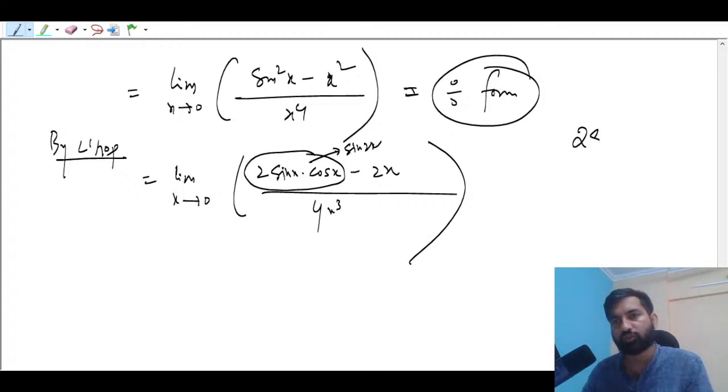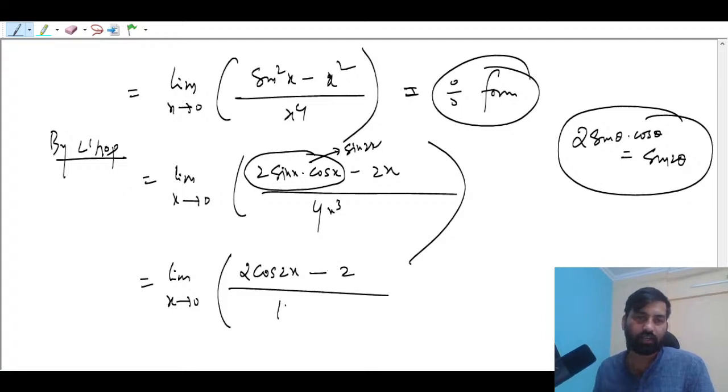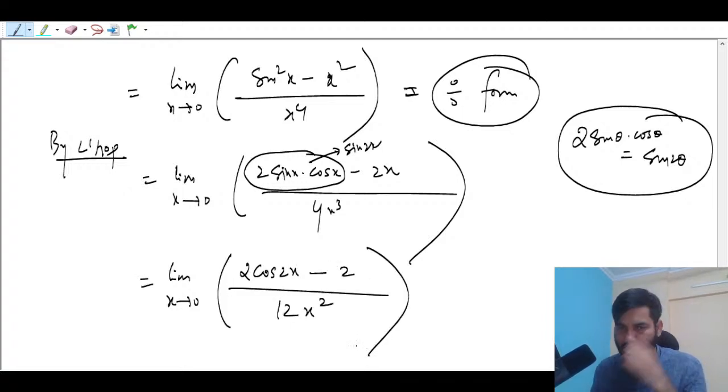So if you differentiate, because this is nothing but your sine 2x now. You should remember 2 sine theta cos theta is sine 2 theta, not cos 2 theta. So limit x tending to 0, the differentiation of sine 2x is 2 cos 2x minus 2, by 12x square, right?